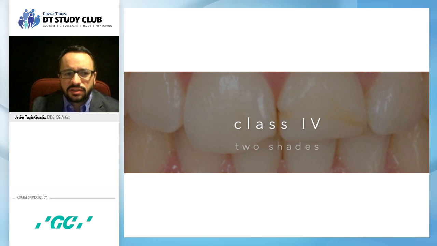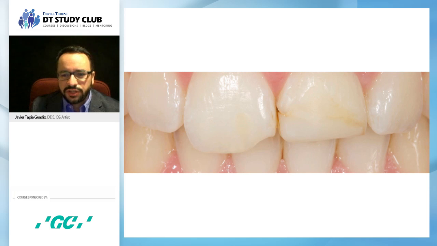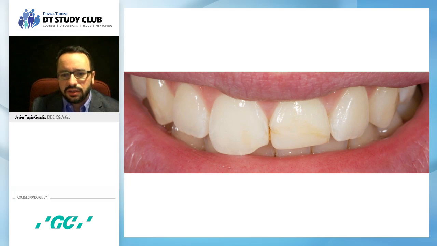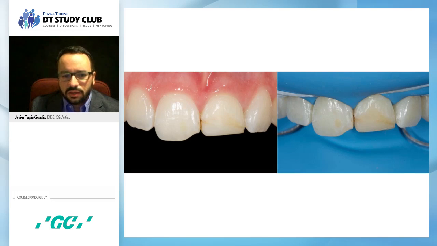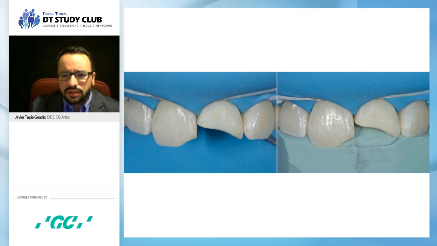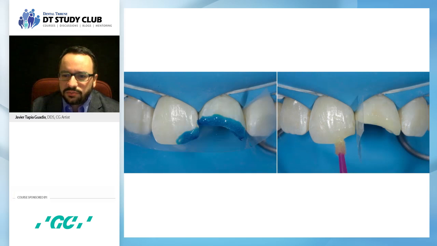Then let's see how we can simplify layering with just 2 shades in the class 4. It's a very challenging case. It's a small class 4 in a 11 and a big class 4 in a 21. We start by isolation. We are going to use, as I said, 2 shades only. We do the prep, we can have this silicone key done upon a wax up, and we can see how much material we are going to add. Again, a difficult situation, small restoration and big restoration at the same time.